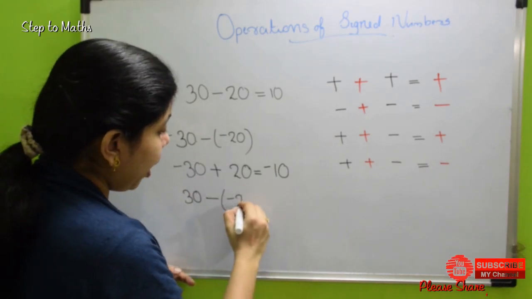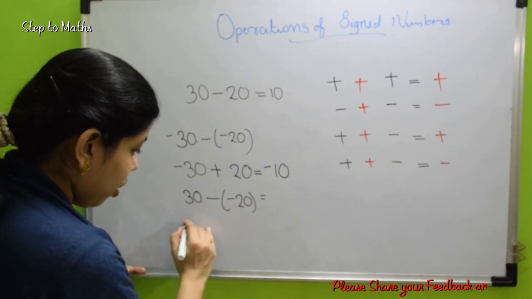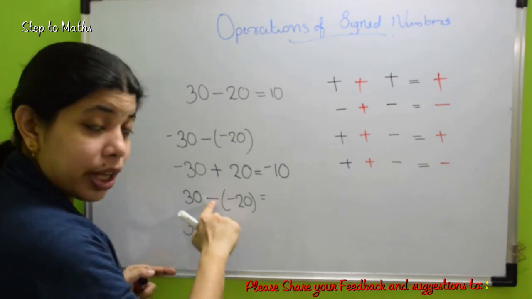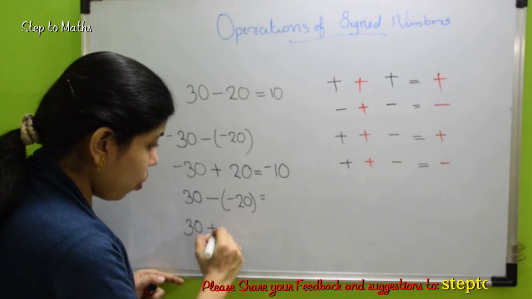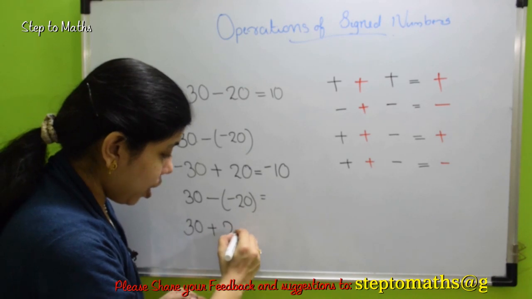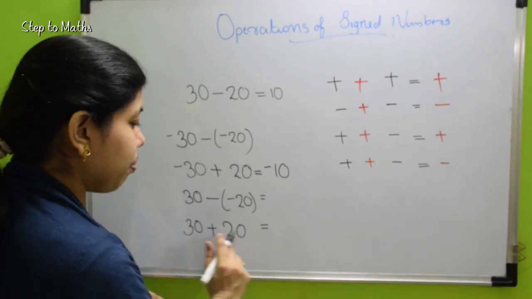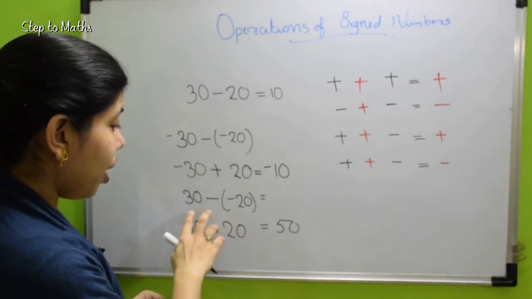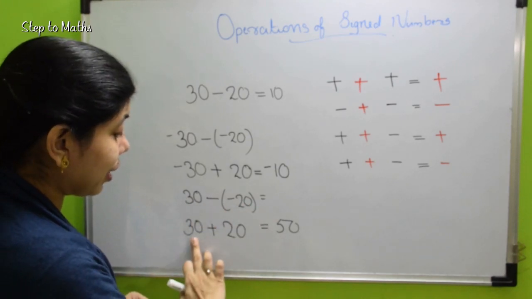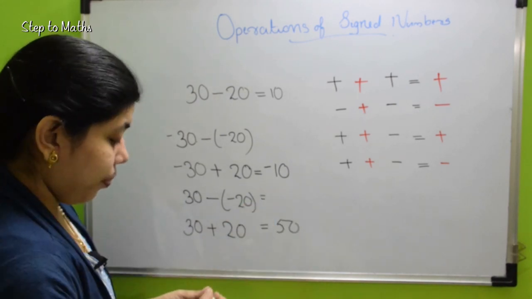Minus 20. How can we perform this subtraction? What is the first step? Write the first number itself. Now change the minus sign to positive and change the sign of the second number. So minus 20 becomes plus 20. So that is equal to 30 plus 20. We can directly add. 30 plus 20 is 50. 30 minus minus 20 we can rewrite as 30 plus 20, which is equal to 50.